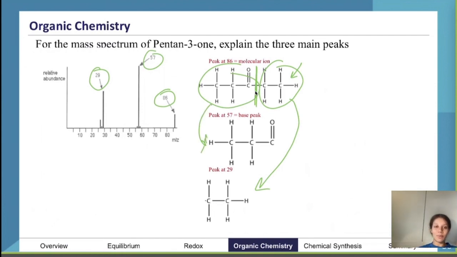So those are our most popular fragments, if you will. When you bombard lots of 3-pentanone with energy, you end up with all of these fragments being the most commonly created ones.